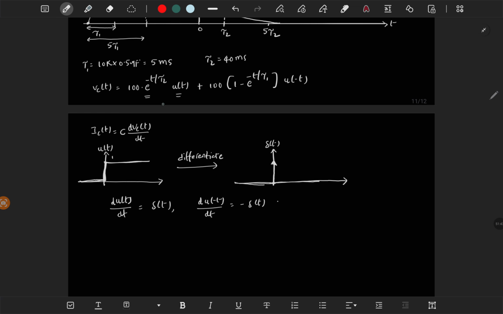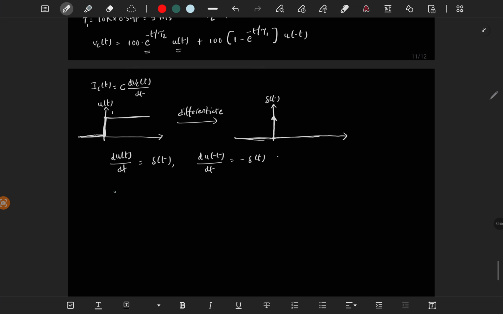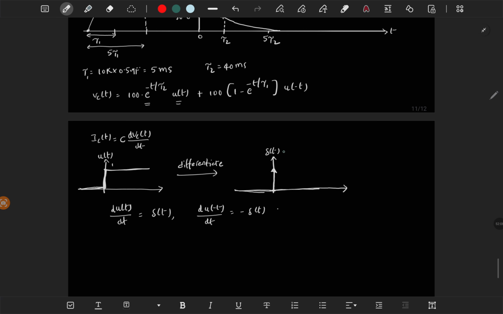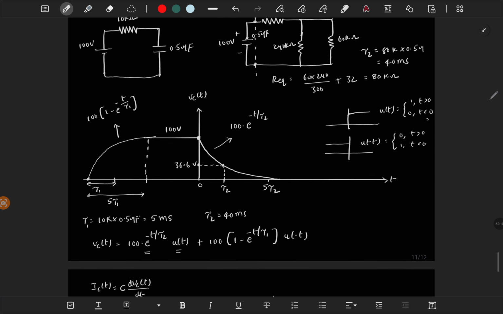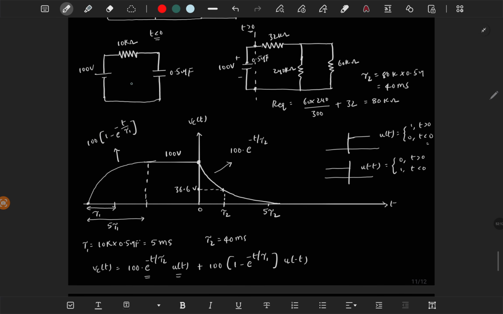If you keep this constant and differentiate this one, you will get del of t, right? Then there is another property: if you multiply some del of t function with any f of t, then you have to put t is equal to 0 in that expression. That is all from the signals and systems perspective. If you don't want all this derivation here, you just have to write the current again.